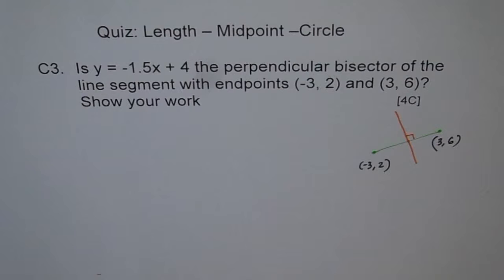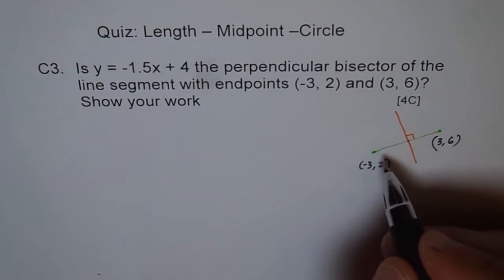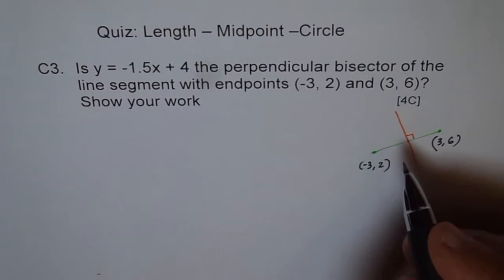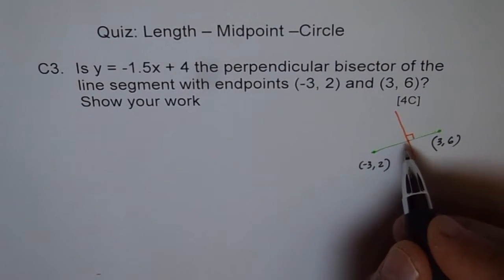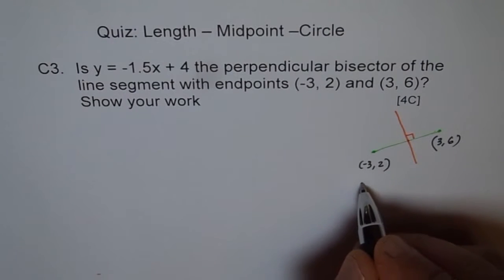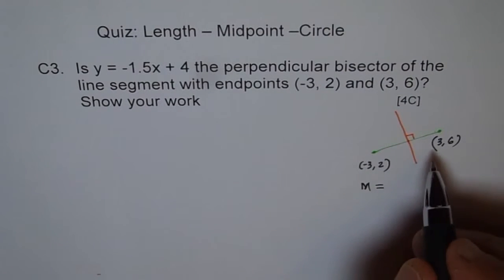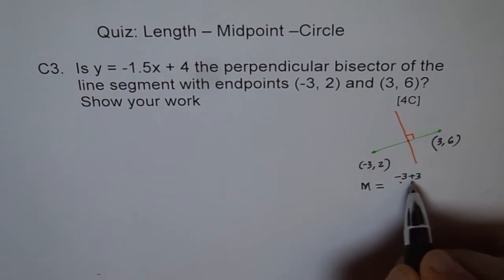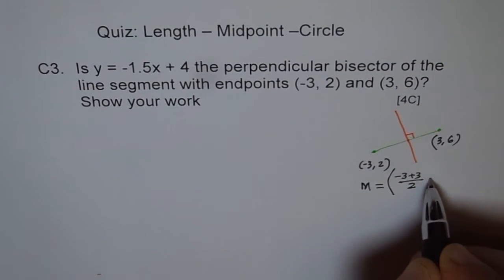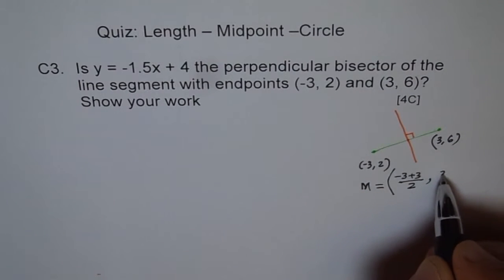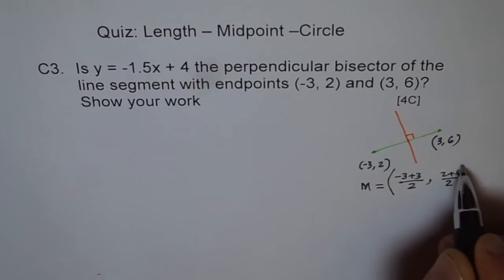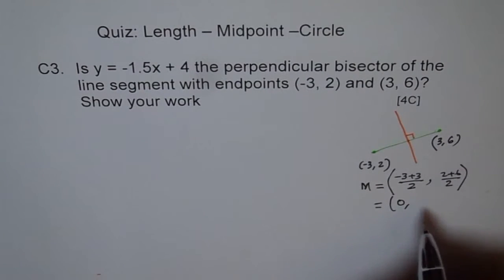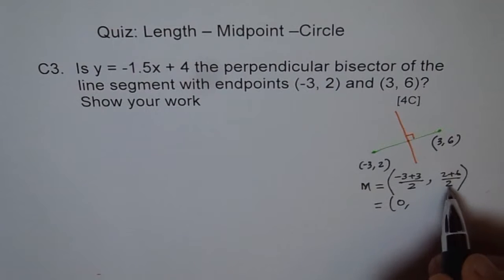So the first thing we should do here is to figure out whether the center of the segment lies on the given line or not. So let's find the center of this segment. The midpoint is equal to, we add the x terms, which is minus 3 plus 3 divided by 2, that's the x value, and 2 plus 6 divided by 2, correct? So minus 3 plus 3 is 0, and 6 plus 2 is 8. 8 divided by 2 is 4.